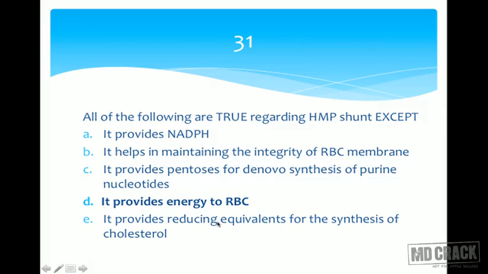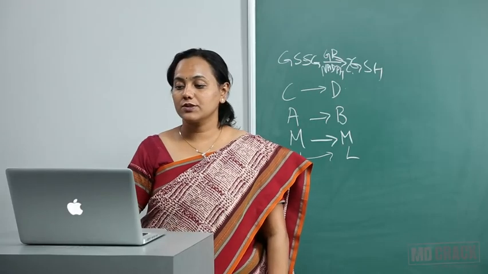RBCs get their energy only by anaerobic glycolysis. So does the HMP shunt take place in the RBC? Yes, it takes place, but it has an entirely different function, and that is to provide NADPH. NADPH, again through the glutathione reductase reaction, helps to maintain the integrity of the RBC membrane. It provides pentoses. Yes. It provides reducing equivalents for the synthesis of cholesterol. Let's go to the next question.